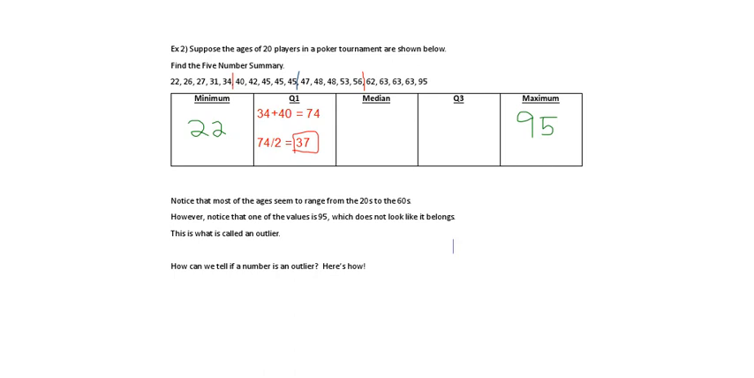All right, next, I would like to find the median. So I'm going to do 45 plus 47, which is equal to 92. And then do 92 divided by 2, which is equal to 46. So the median is 46.